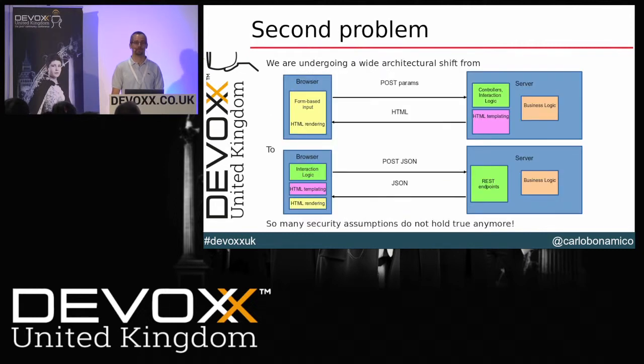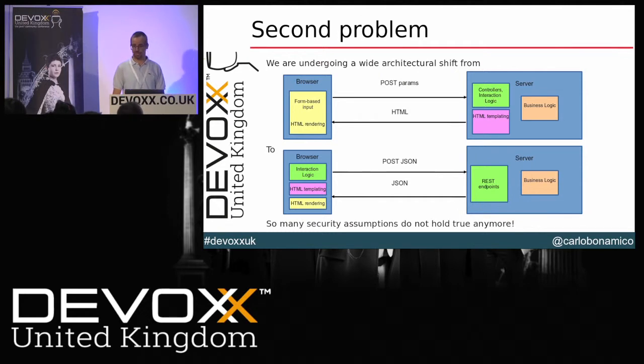The second problem is that the web is going through a big architectural change. We were used to applications where the logic was on the back end, but also the generation of the user interface was on the back end, and the browser was basically stupid. It would just render forms, collect the inputs, and post back the results.